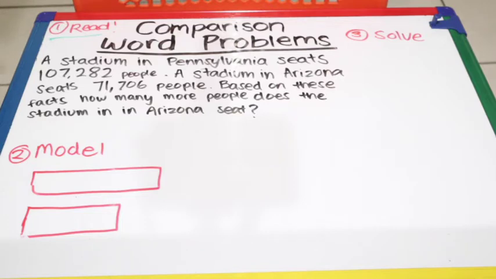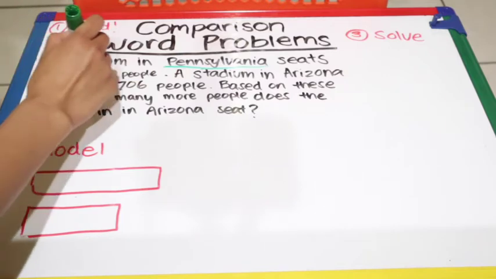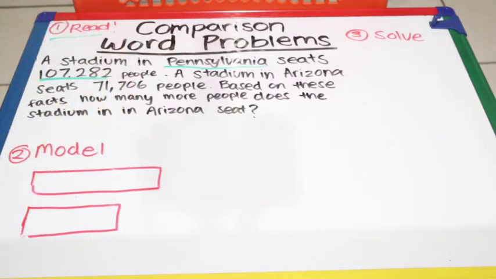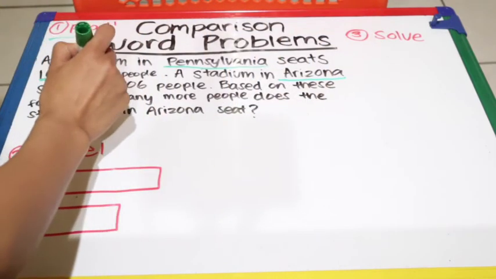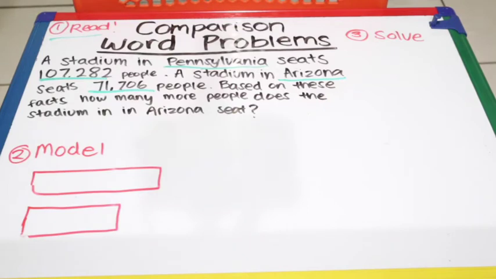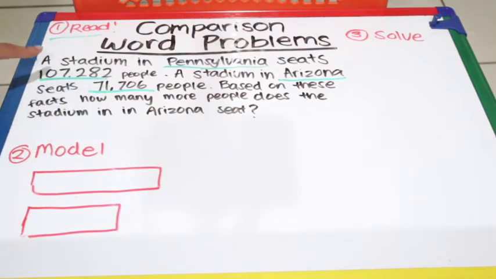A stadium in Pennsylvania seats 107,282 people. Awesome. So I'm going to underline Pennsylvania, 107,282. A stadium in Arizona seats 71,706 people. So I'm going to underline Arizona and that many people. So now I have my 2 values that I'm going to be comparing.